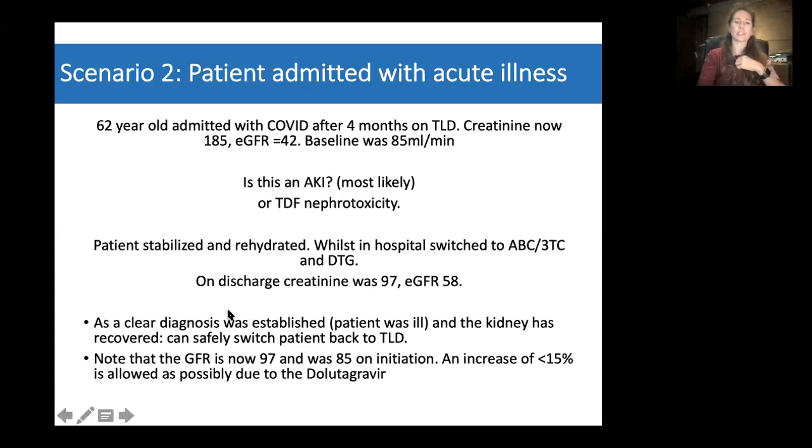And because the diagnosis was established, we're going to safely switch that patient back to DTG, and you might just keep an eye on the creatinine to make sure you didn't get fooled by a false AKI. But also notice that the baseline creatinine was 85, and the creatinine now is 97. So from the time the patient started on ARVs, the creatinine has moved up from 85 to 97.